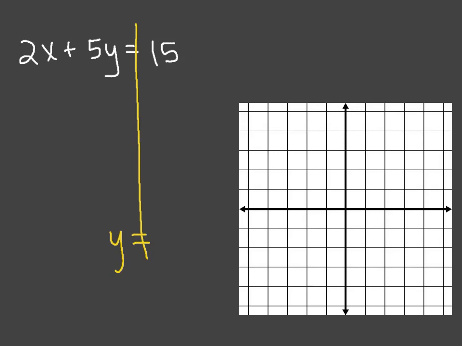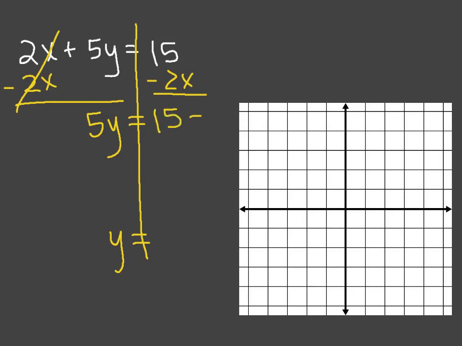And we move it by doing the opposite. So right now it's a positive 2x, and the opposite would be negative 2x. Again, the number and the x move together, and we move it by doing the opposite. So now 2x minus 2x cancels, and all that's left is 5y. And on the other side, 15 minus 2x. Well, we cannot subtract whole numbers and variables, so we need to keep both parts, 15 minus 2x.